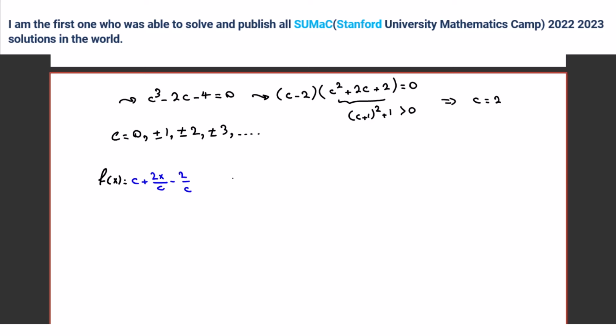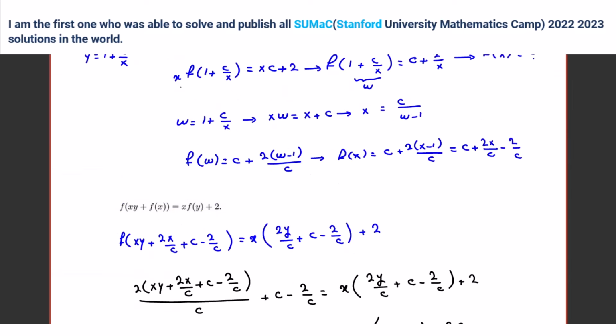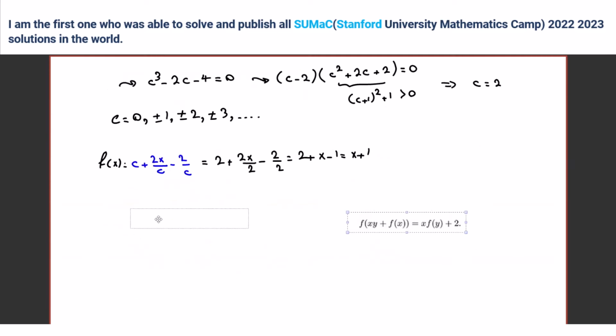F of 1. Exactly. So you can say 2 plus 2x over 2 minus 2 over 2, which is 2 plus x minus 1, which is x plus 1, right? Yeah. And f of 1 is 2. It satisfies also that one. But at the end, again, we should check this one. Okay, yeah. You should replace and check.